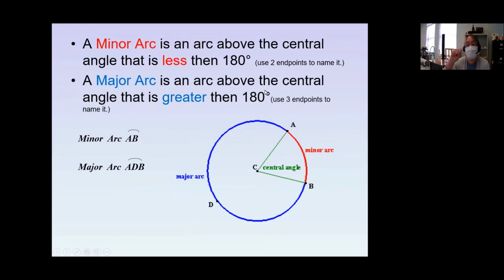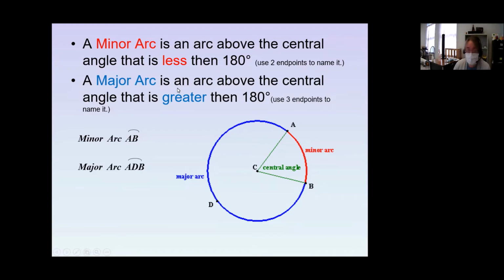There are three different kinds of arcs. The first one is a minor arc. A minor arc is above a central angle, and that angle has to be less than 180 degrees. So if you look at our picture here, this red section of the circle is our minor arc, and it's connected to that central angle. It's less than 180 degrees, and so we can use two endpoints to name it. So this is minor arc AB.